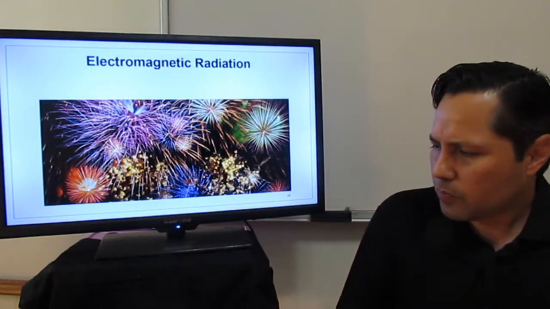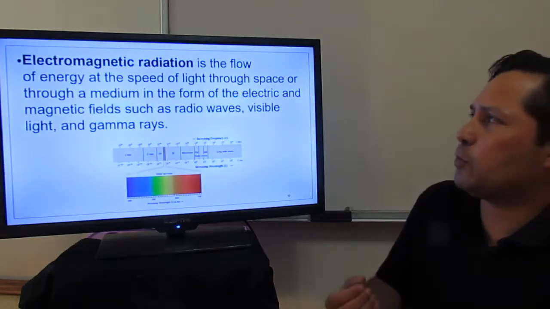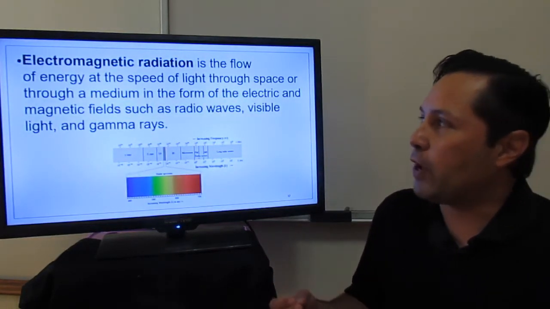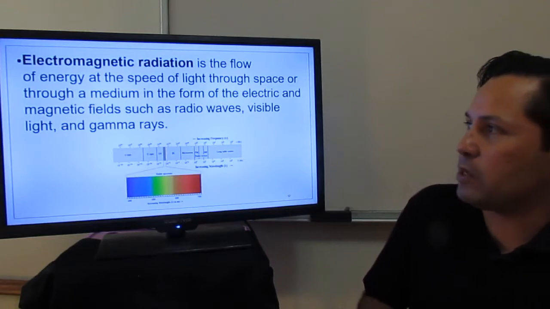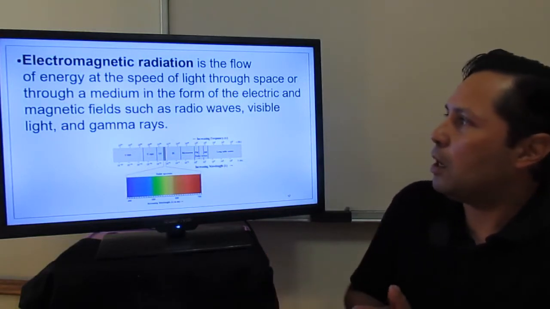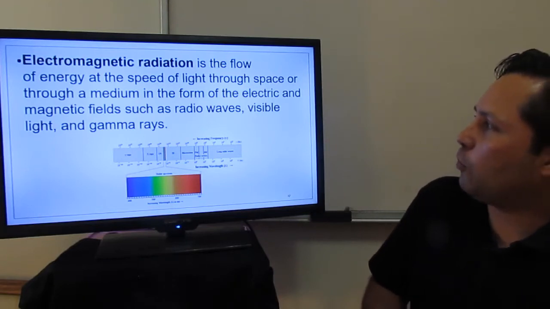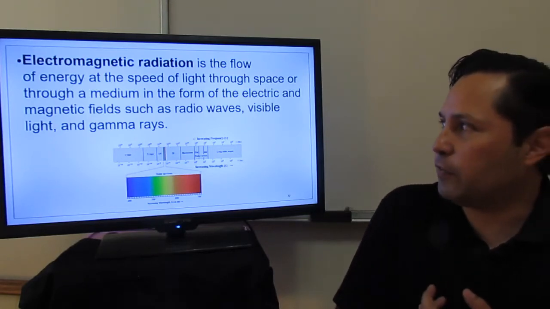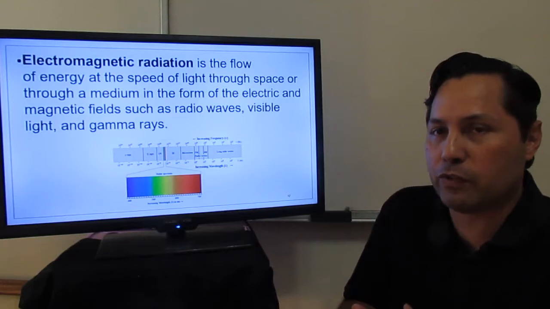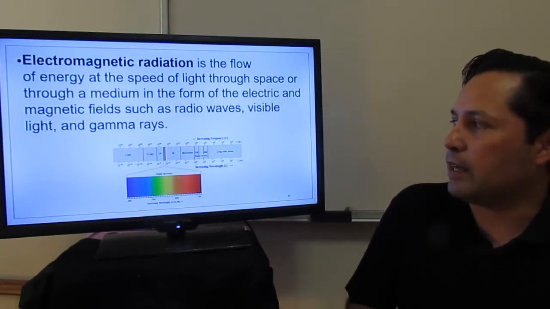Now, the definition for electromagnetic radiation is the flow of energy at the speed of light through space or through a medium, like air or water is a medium, in the form of either electric or magnetic fields such as radio waves, visible light, which is what you can see, and gamma rays.